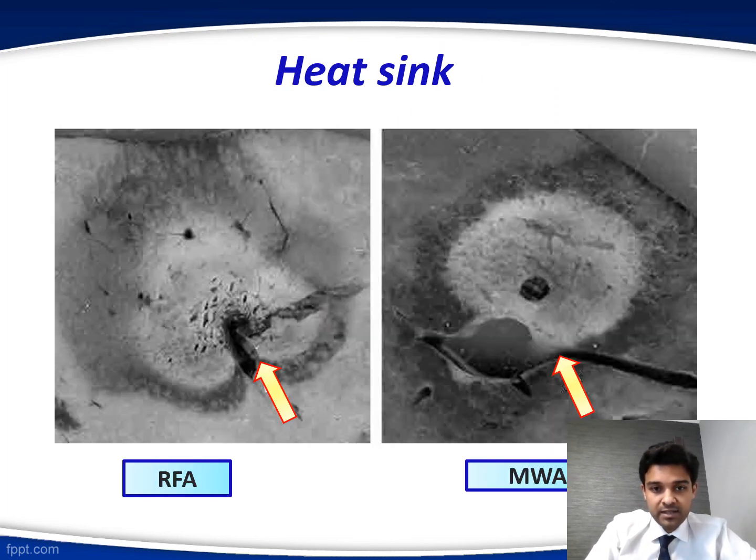So you can see here the comparison between RFA and microwave ablation. In RFA, you can see there's a clear deviation, so there's a heat sink, that is, the heat gets deviated. Whereas in microwave ablation, in the ablated zone, the heat sink effect is attenuated.